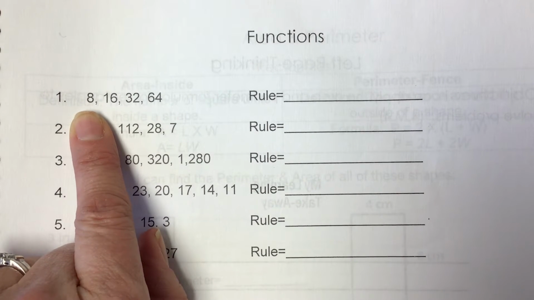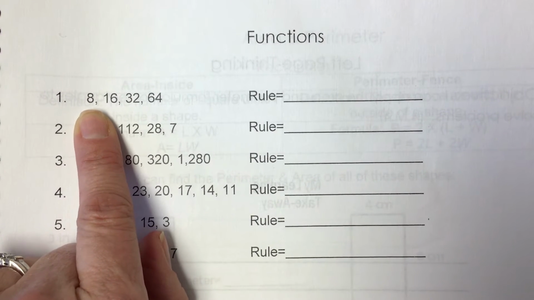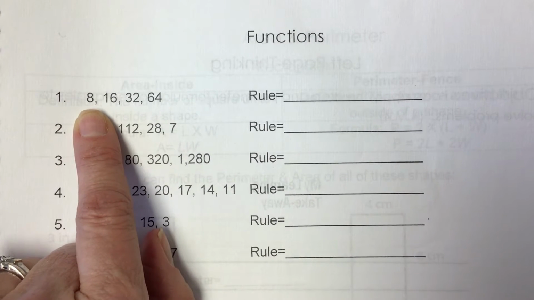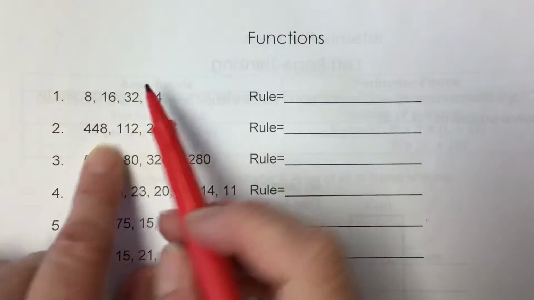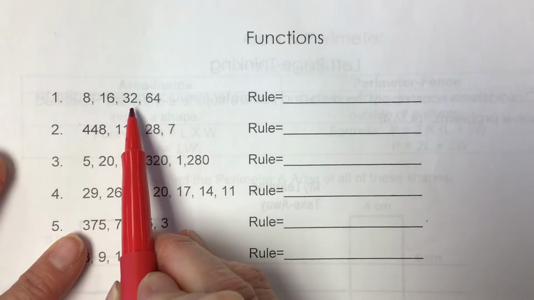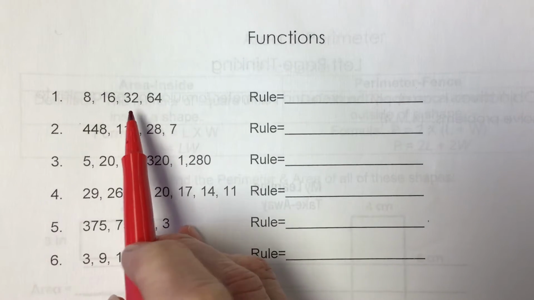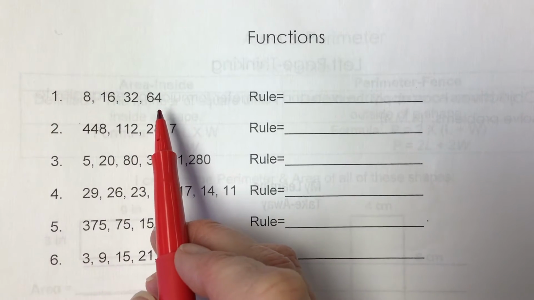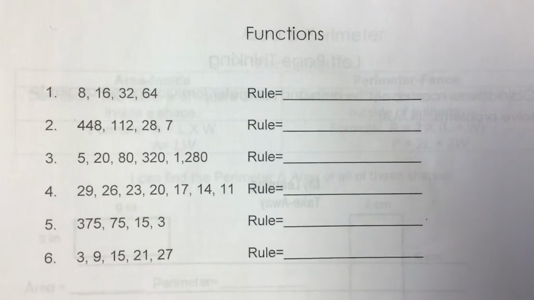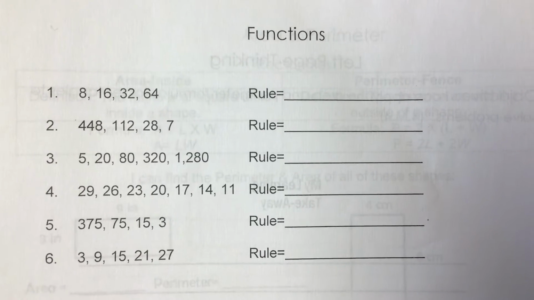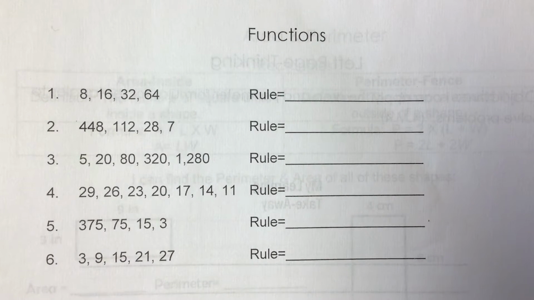So I'm going to try multiply. 8 times what gives me 16? Kenley? 2. So let's again check the rule in every example. 8 times 2 is 16. 16 times 2 is 32. 32 times 2 is 64. So remind me, how do I write a rule that's multiplying using a variable? How would I write that rule?